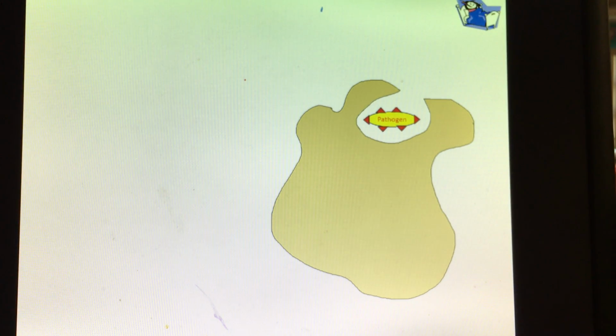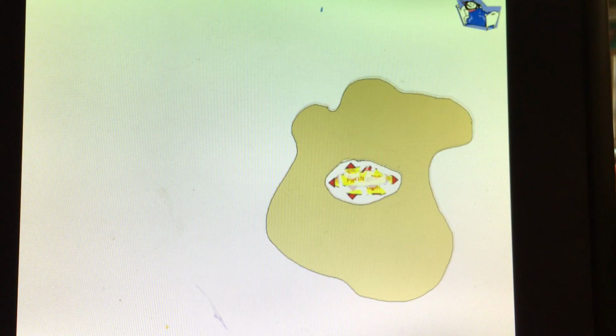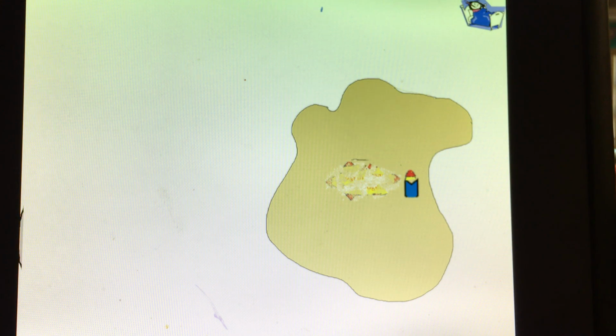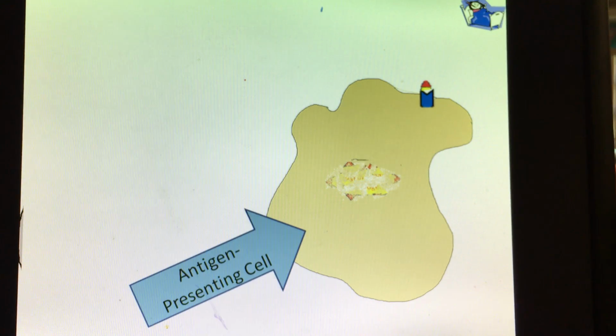Another type of MHC molecule is called a class 2 MHC molecule. Here, with this class 2 MHC molecule, you have a macrophage or a dendritic cell that's going to engulf a bacteria or a microbe, and it's going to destroy it. As it destroys it, a class 2 MHC molecule is going to take a piece of this antigen and present it on its surface. So this cell becomes what you call an antigen presenting cell, because it's presenting a piece of the antigen on its surface.